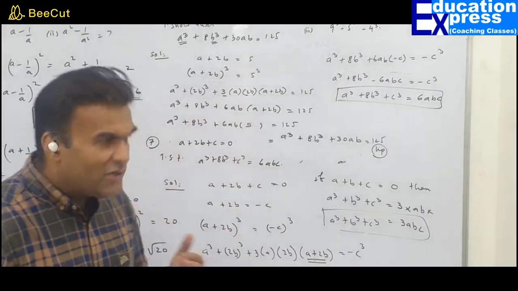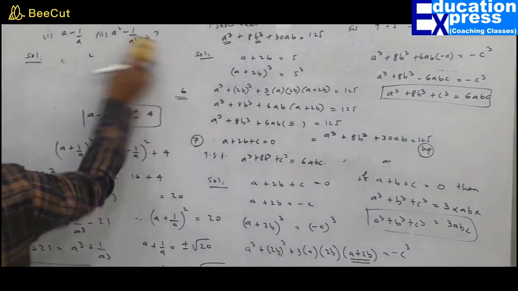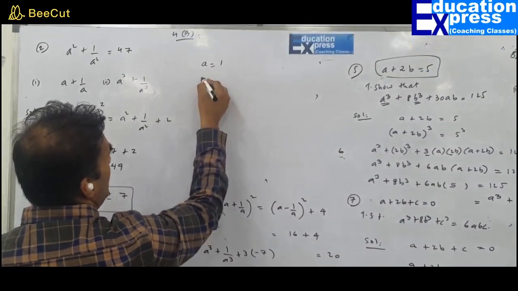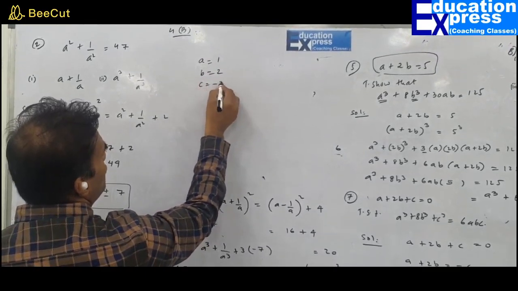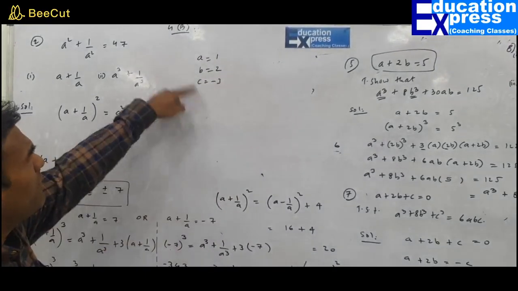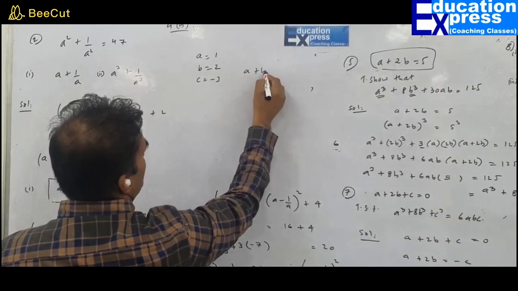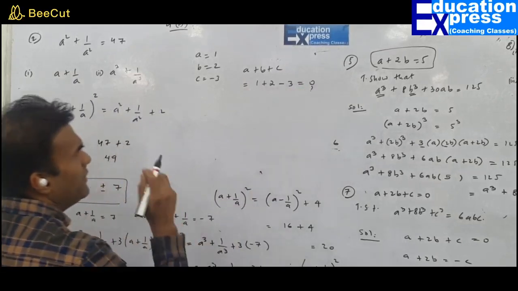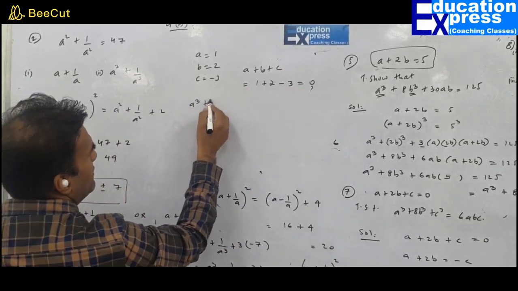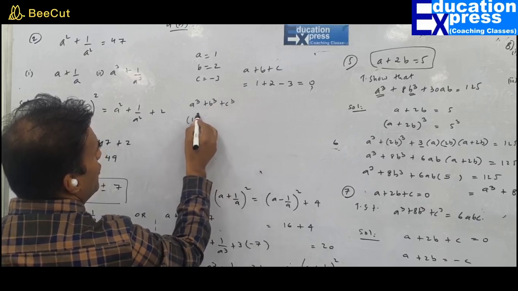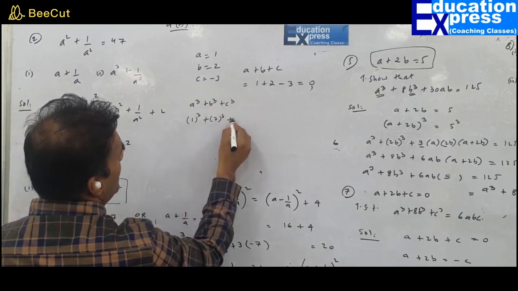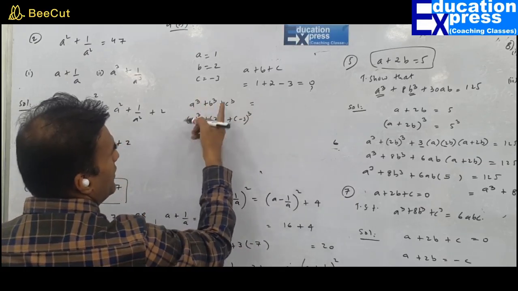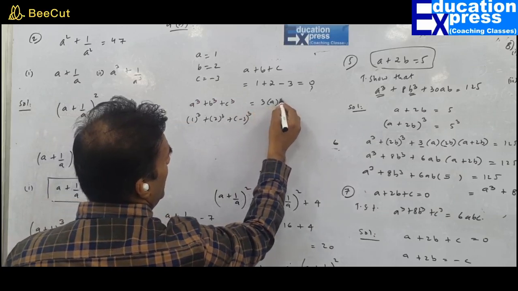I'll give you one small illustration just to put my point in perspective. Let us say a equals 1, b equals 2 and c equals -3. Tell me what will be the sum of these three numbers. a plus b plus c. So sum will be 1 plus 2 minus 3. That will be 0. So without solving, I can tell you that a cube plus b cube plus c cube, that means cube of this plus cube of this plus cube of this, will always be equal to 3 into a into b into c.